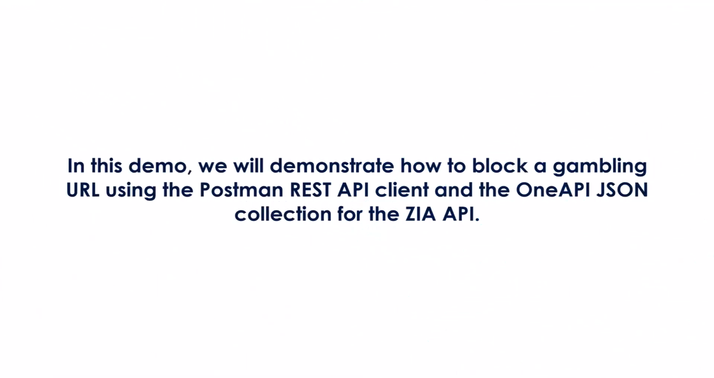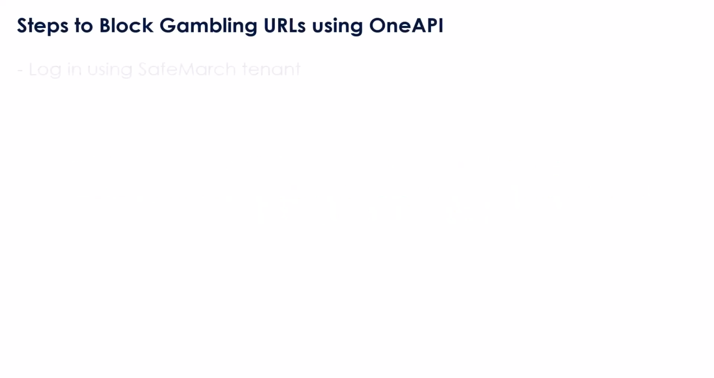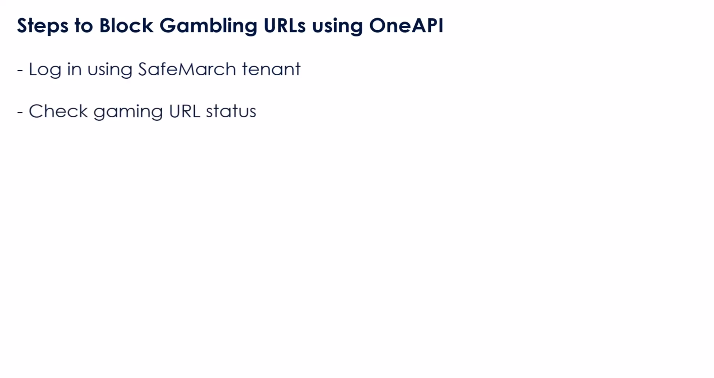Hi everyone, in this demo, we will demonstrate how to block a gambling URL using the Postman REST API client and the OneAPI JSON collection for the Zscaler Internet Access API. First, we will log in using our SafeMarch tenant. We will then check whether the gaming URL is currently restricted or blocked.